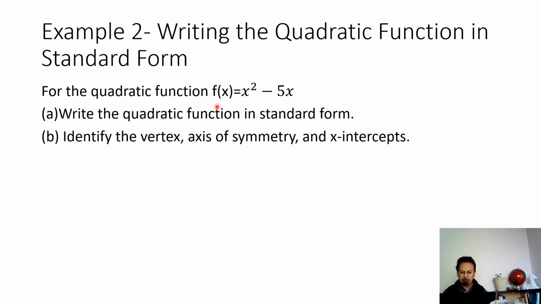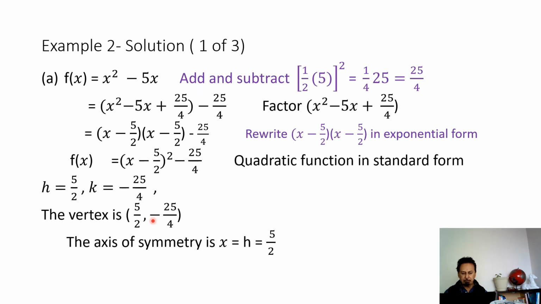So we have a quadratic function f of x equals x squared minus 5x. We're going to write the quadratic function in standard form and then identify the vertex, axis of symmetry, and x-intercepts. Let's start with f of x equals x squared minus 5x. We add and subtract half of 5, which is 1 over 2 times 5. If you square it, it becomes 25 over 4. So we add 25 over 4 and then subtract 25 over 4.